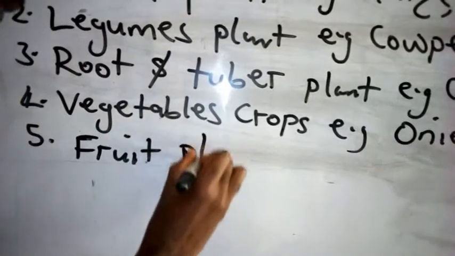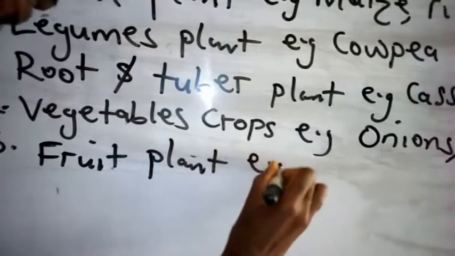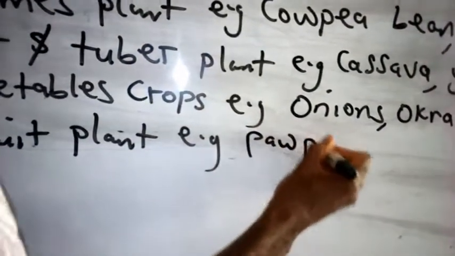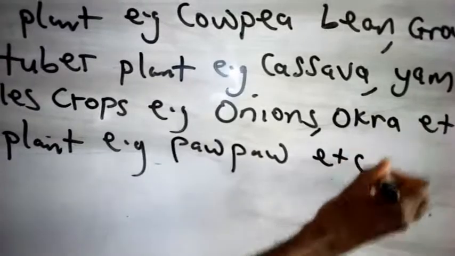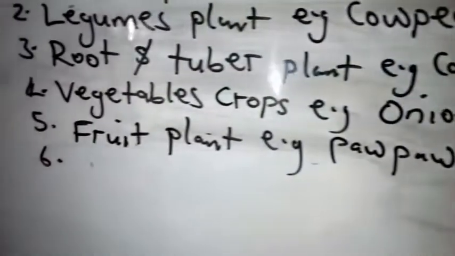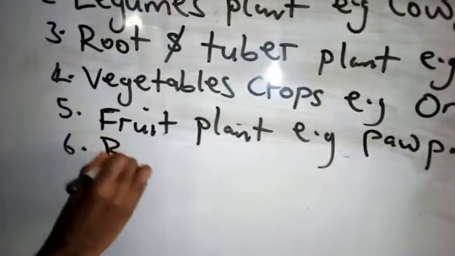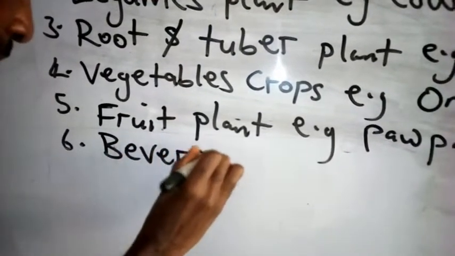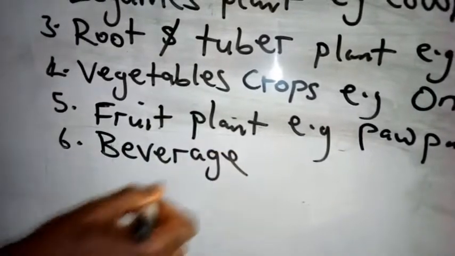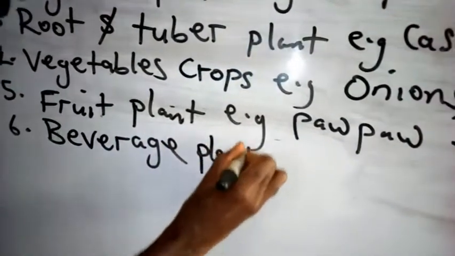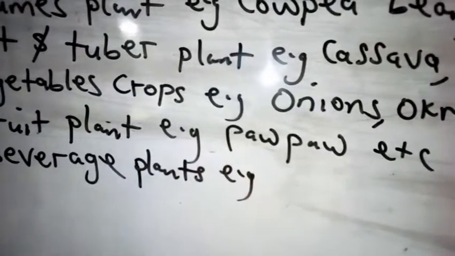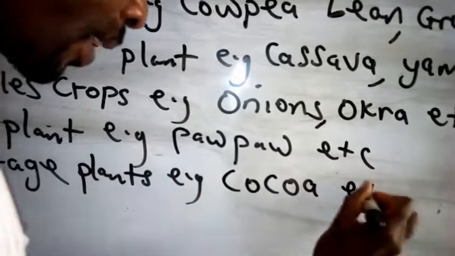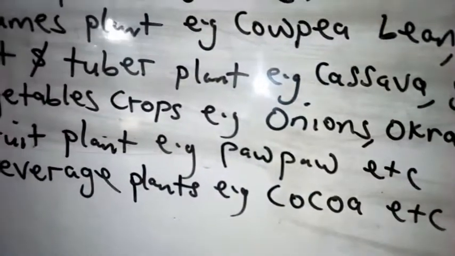The fruit plants. Example of fruit plants, we can mention that we have pawpaw and the rest of the fruits you can think of, etc. We have the sixth classification. Agricultural classification can be based on beverage. Beverage plants. Examples of beverage plants are, we have cocoa and others can come in, coffee and the rest of it.